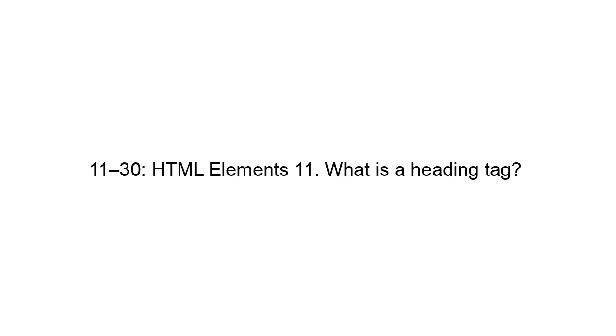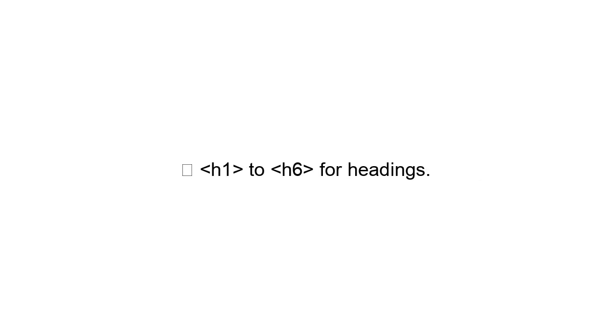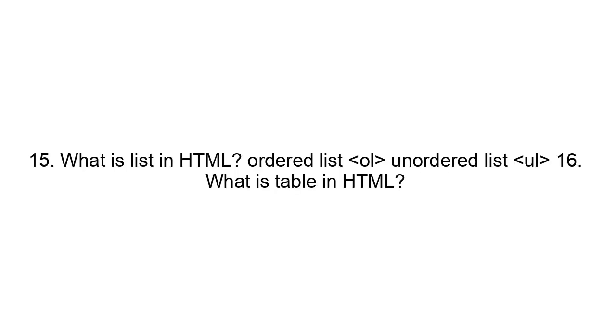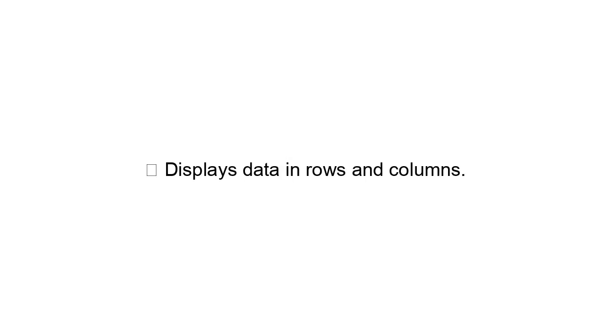11 to 30. HTML elements. 11. What is a heading tag? H1 to H6 for headings. 12. What is paragraph tag? P for text. 13. What is anchor tag? Used for links. 14. What is image tag? Image used to display images. 15. What is list in HTML? Ordered list, OL. Unordered list, UL. 16. What is table in HTML? Displays data in rows and columns.